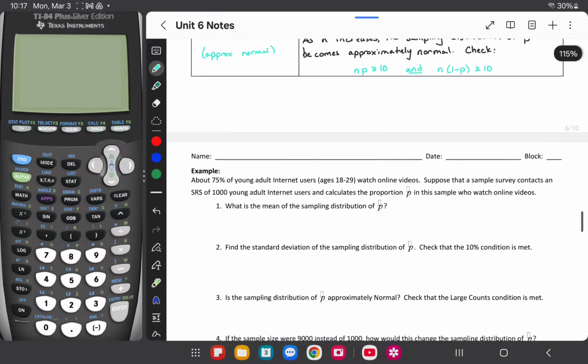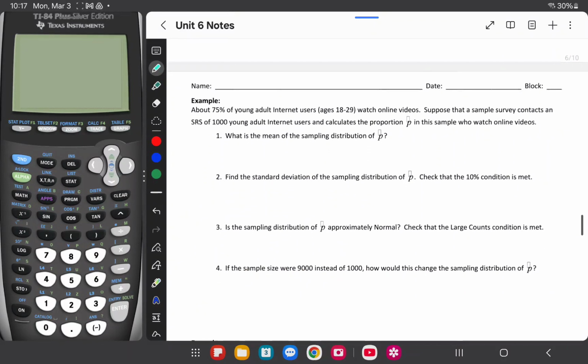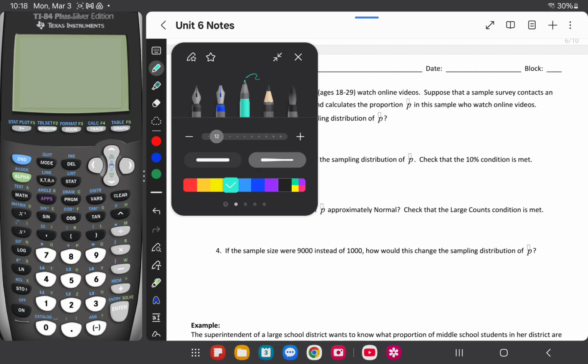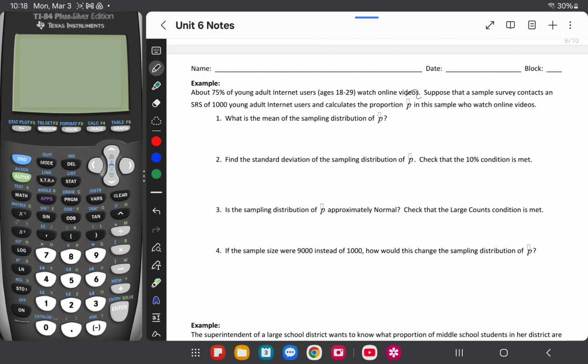On the next page, in this example, it says that about 75% of young adult internet users aged 18 to 29 watch online videos. Let's suppose that a sample survey contacts an SRS of 1,000 young adult internet users and calculates the proportion p hat in the sample who watch online videos. What is the mean of the sampling distribution of p hat?